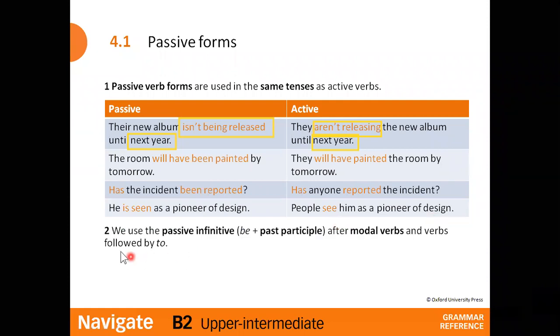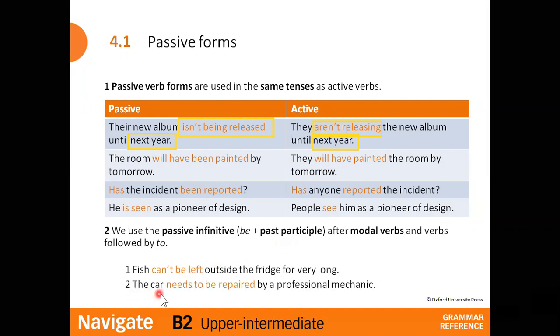Okay, now the second rule. We use a passive infinitive, be plus past participle, after modal verbs and verbs followed by "to." For example, fish can't be left outside the fridge for very long. So here you can see "can't." "Can't" is a modal verb, and "be plus left" is be plus past participle. This is an example.